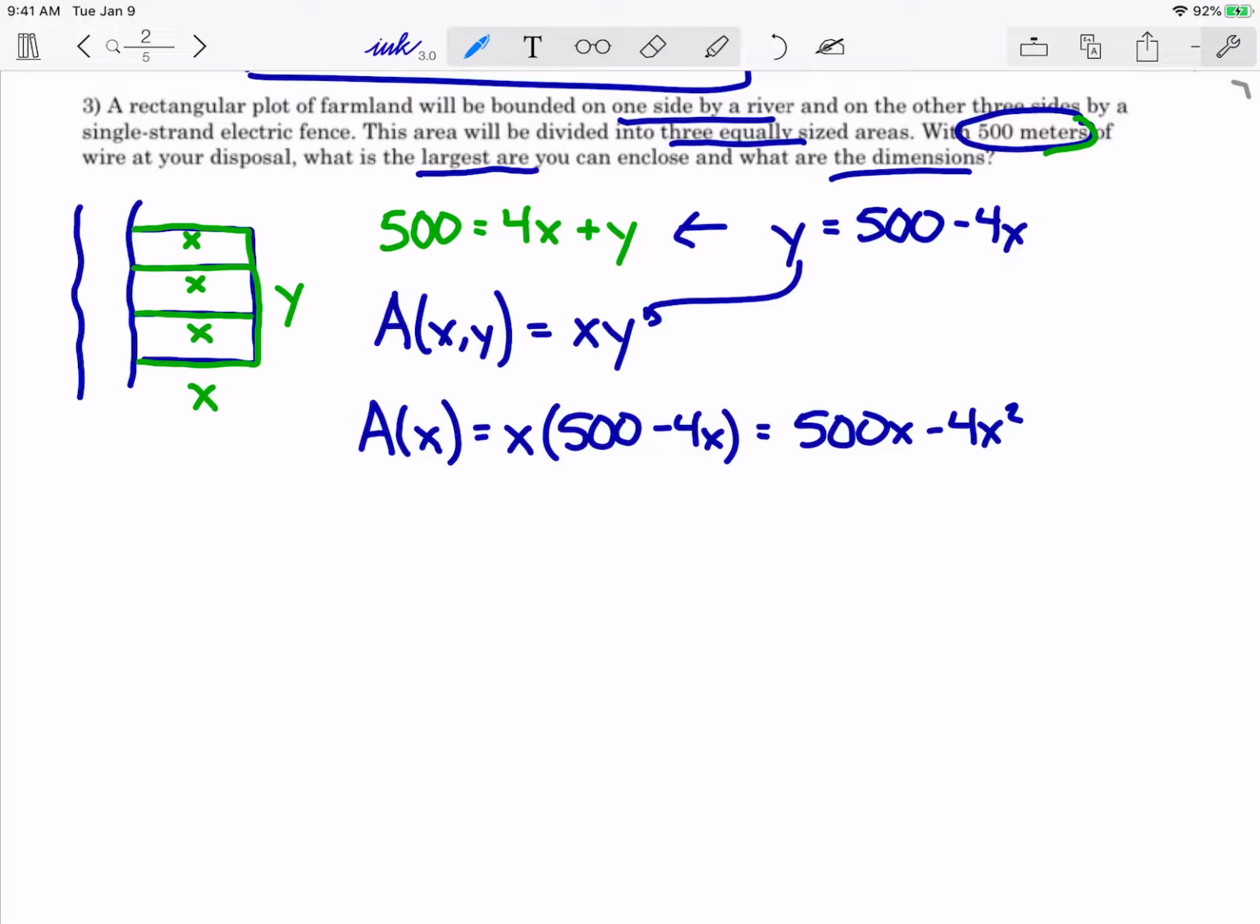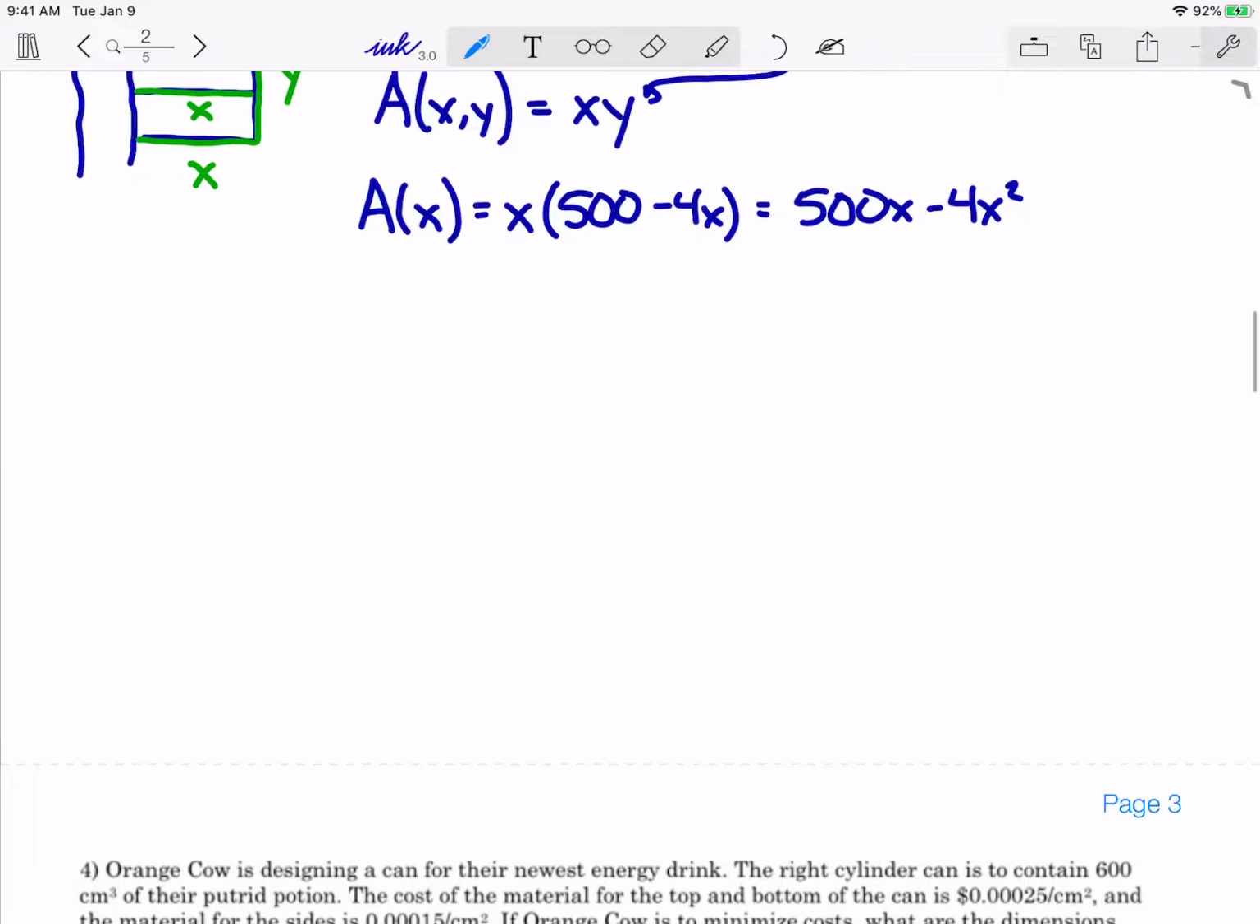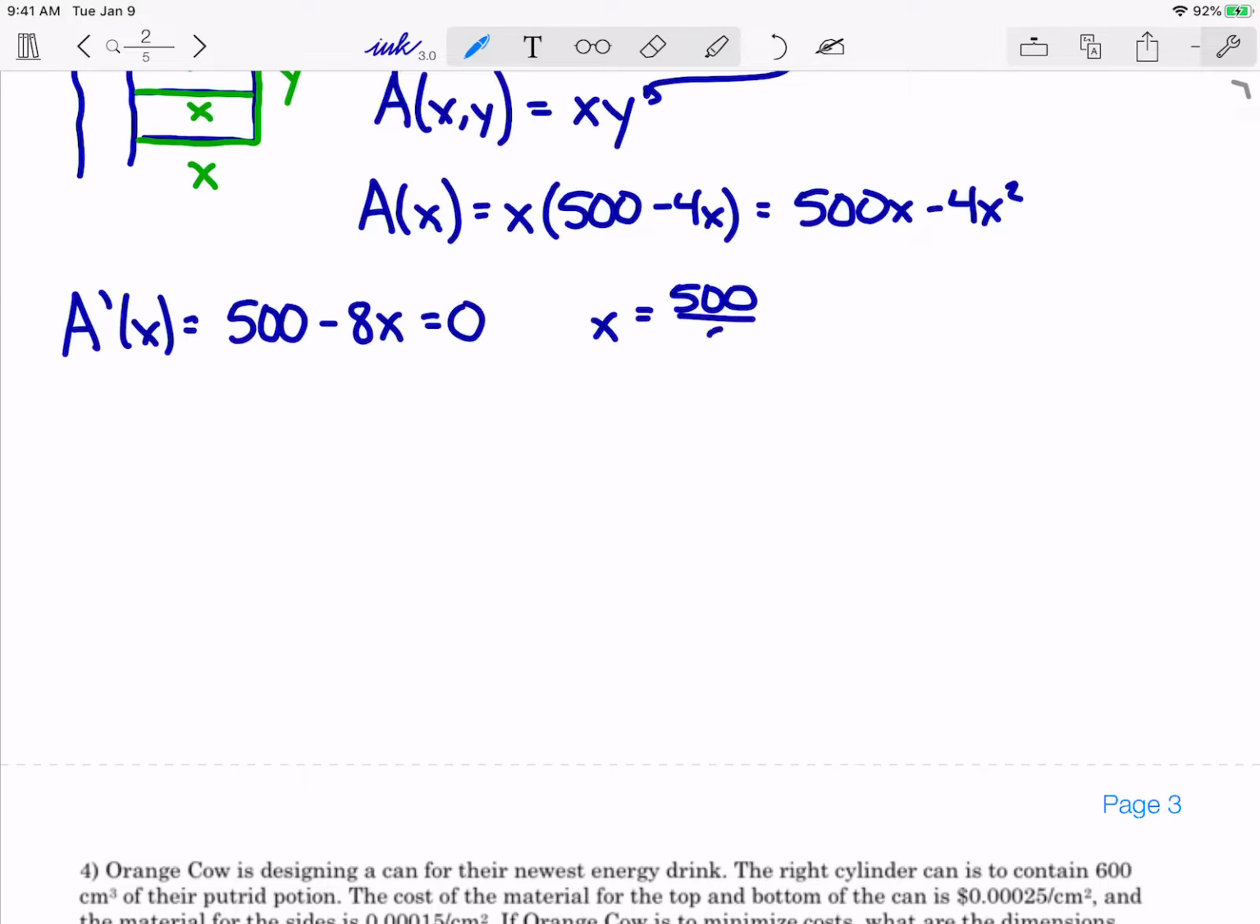Alright, so now I've got my function in terms of one variable only. I'm ready to do the usual. Take the derivative, set it equal to 0, find the critical numbers, and determine if they're maxes, because I want a max for this problem. So taking my derivative, A prime of x, I get 500 minus 8x. Setting that equal to 0, I get x equals 500 over 8, which simplifies to 125 over 2, or 62.5 for those of you that prefer decimals.